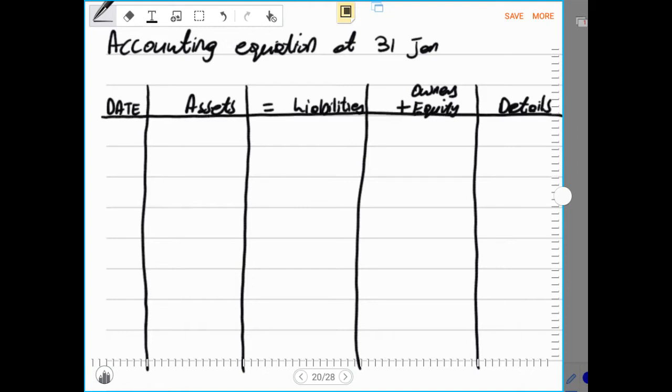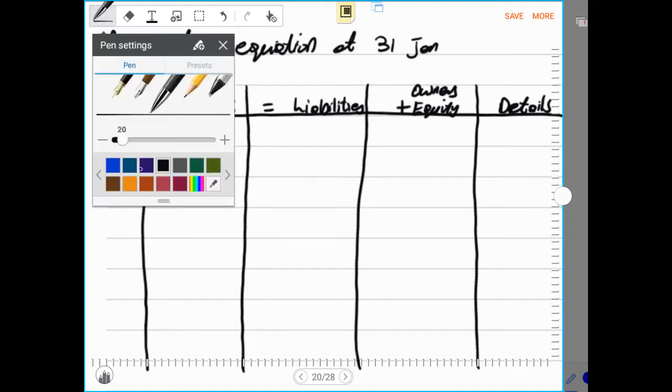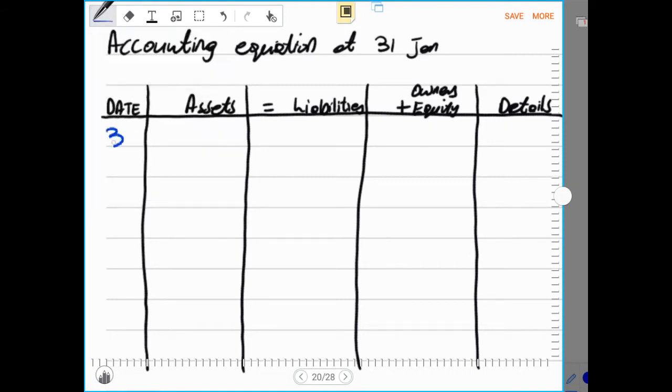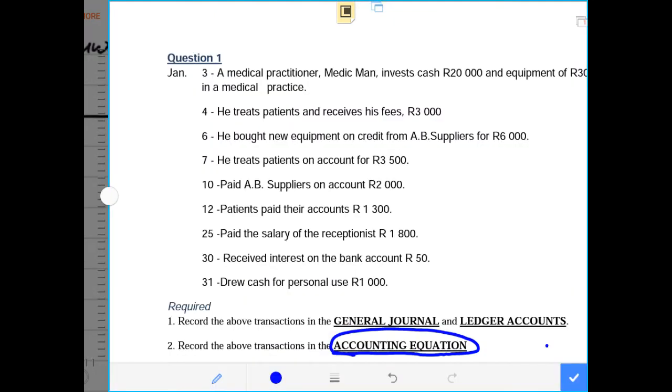So now we start with the first transaction, and the first transaction would have been on the 3rd of the month of January. And we go and we read all the general entries once again, and this is the last part that is also very important, more especially when it comes to the owner's equity. Take note of that. I will give you more clarity when it comes to the owner's equity as I do the entries.